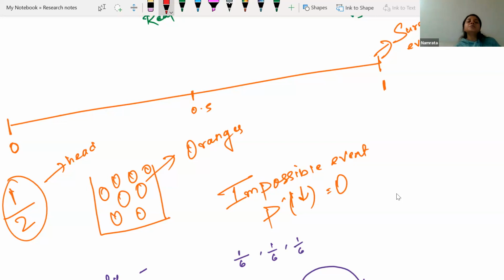Now 1 means sure event. When you are having a bucket full of bananas and I tell you to pick out one banana from there, that is sure and certain. Whatever you pick out has to be a banana. So that is called a sure event. That's why we say 0 means impossible event, 1 means sure event, and whatever probability you calculate comes in between.